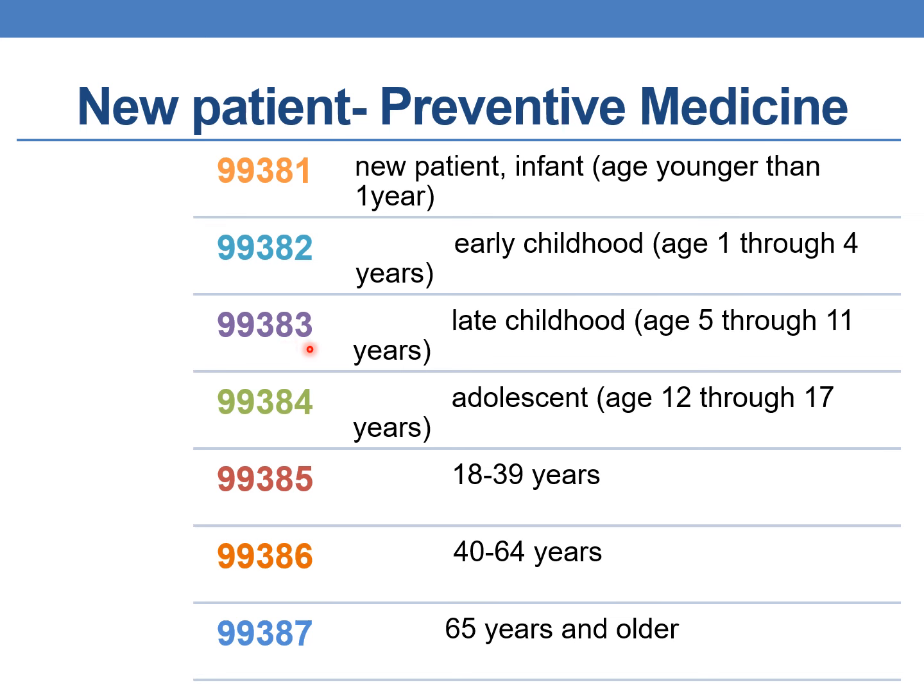From 5 years to 11 years, you need to code 99383 for new patient. And from age 12 to 17, you need to code 99384. And from 18 to 39 years of age, you need to code 99385. And from 40 to 64 years of age, you need to code 99386. And for 65 years and older, you need to code 99387. This is for new patient. Our patient is an established patient.